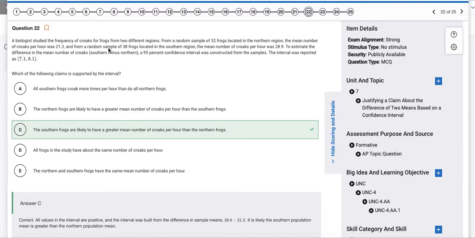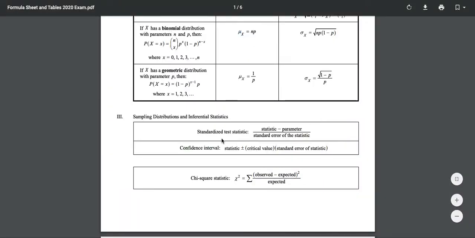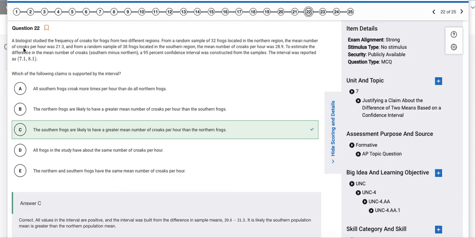Okay, so we know that this is a population mean, the difference in population means question. So if we subtract these two values right here, I'm going to go back to this formula sheet. Confidence intervals are statistic plus or minus our margin of error. Our margin of error is made by our critical value times our standard error. So our statistic is 7.6. I hope you can see that. So our interval is 7.6 plus or minus our margin of error, 0.5. Okay, draw that out, work that out, okay?